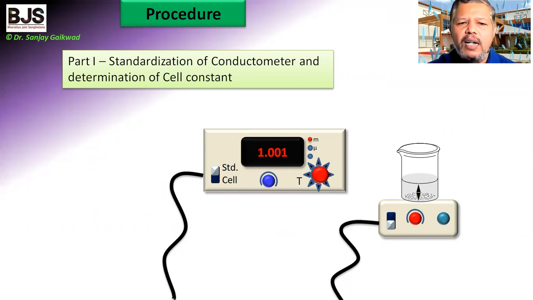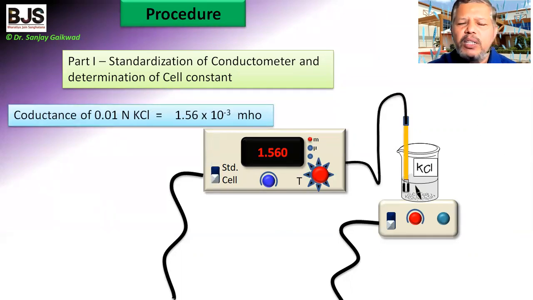Once the conductometer is standardized, the knob on the standard is turned to the cell, and then the cell can be started. Okay. The next procedure, part 2, is related to determination of cell constant. For this, in the beaker we have to take the KCl solution, a sufficient amount to dip the cell. After dipping the cell, we stir the solution with the help of the magnetic stirrer, and we observe a reading of 1.560 into 10 raised to minus 3 mho. This is the conductance of the KCl solution.